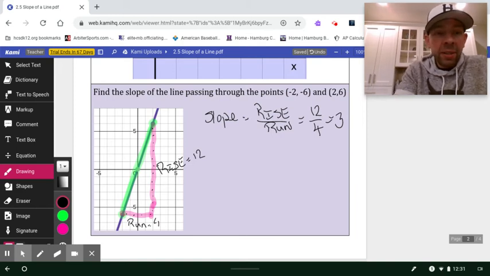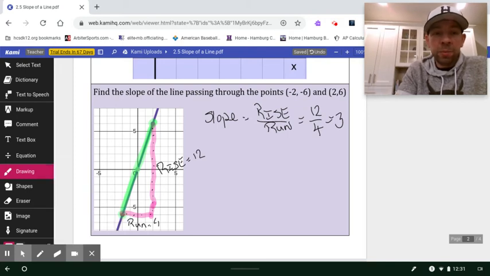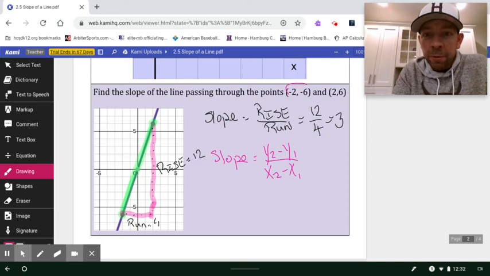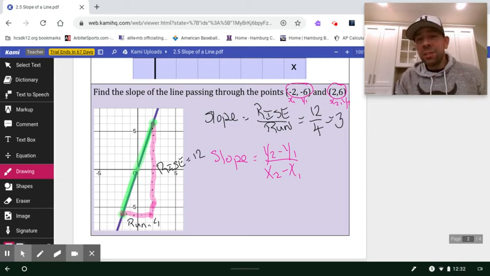Now, let's say I wanted to do it totally algebraically or analytically as opposed to graphically. So let's start all over. Let's pretend we don't have a picture. We don't know the answer is 3. The slope is going to be y sub 2 minus y sub 1 over x sub 2 minus x sub 1. So I'm going to take my first point here. The -2 will be my x sub 1, and the -6 will be my y sub 1. And then over here, the +2 will be my x sub 2, and the 6 will be my y sub 2.